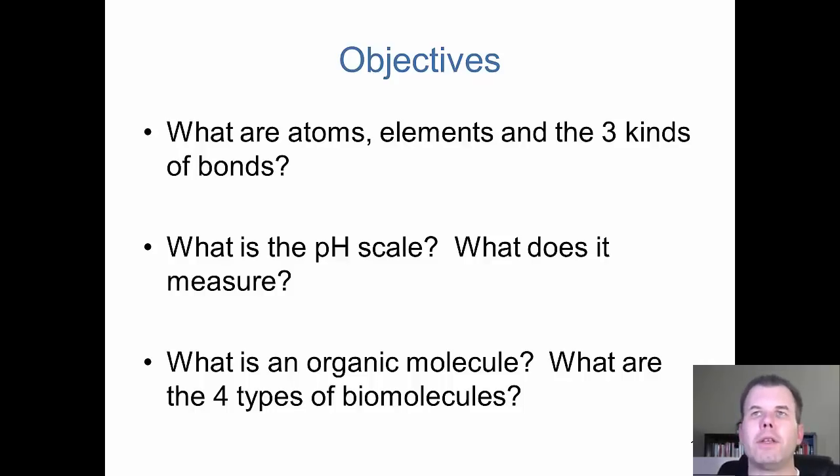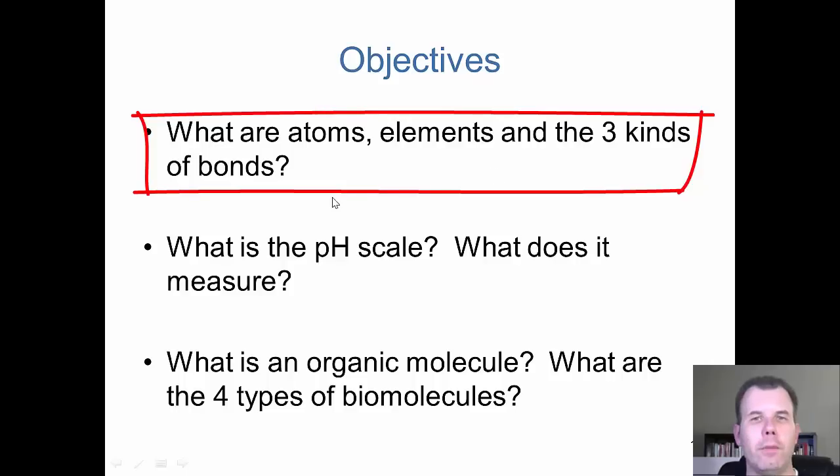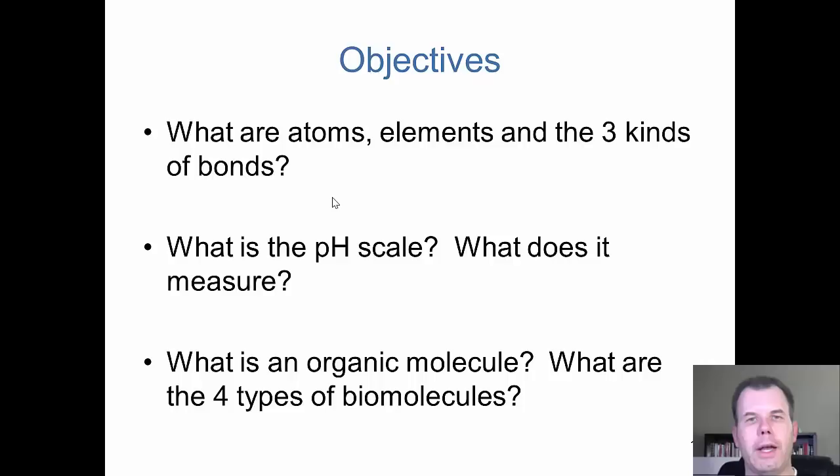So let's talk about the different types of chemistry and what we're going to be looking at today. So the first thing we're going to be looking at is what are atoms, elements, and the three kinds of bonds. So we'll be talking about the three types. We have covalent bonds, ionic bonds, and hydrogen bonds. So we'll look at all those.